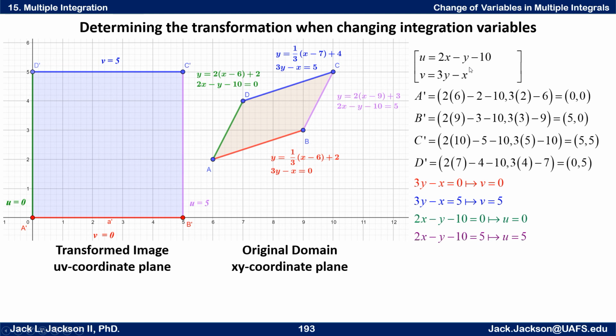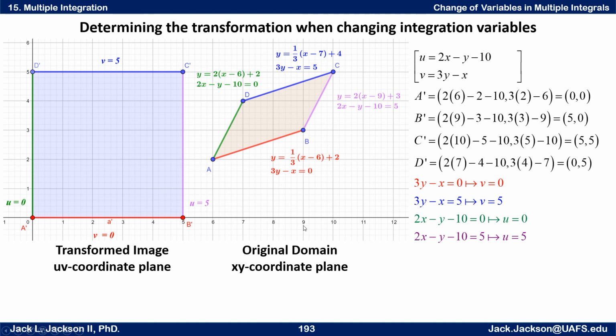And so I'm going to let u be 2x minus y minus 10. And then this side will map to u equals 0, which is up here. Okay. Now let's go ahead and do the right side here and make sure we want to do the 2x minus y minus 10 and not its opposite here.